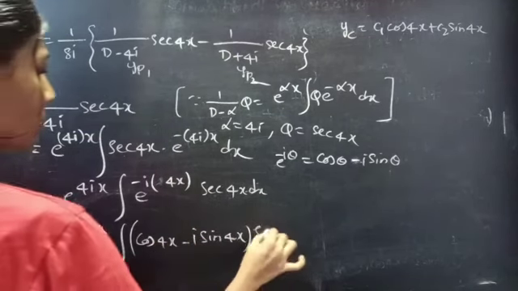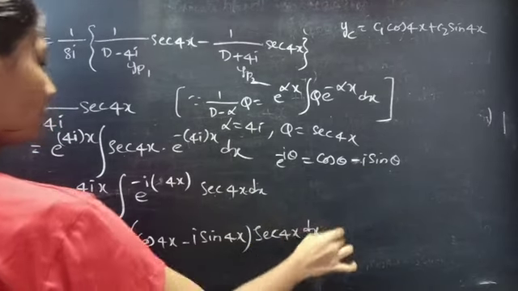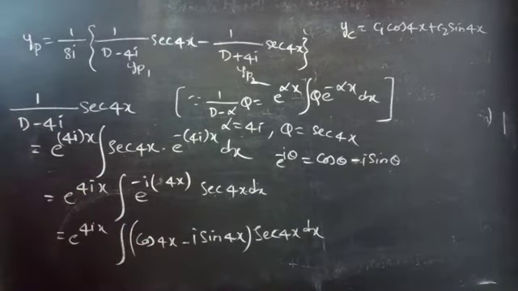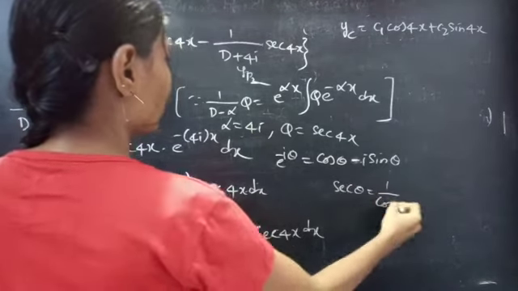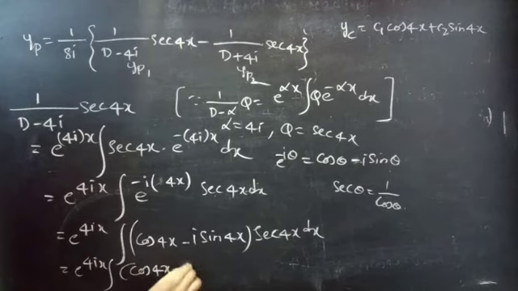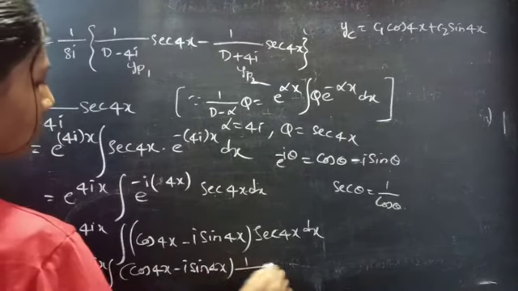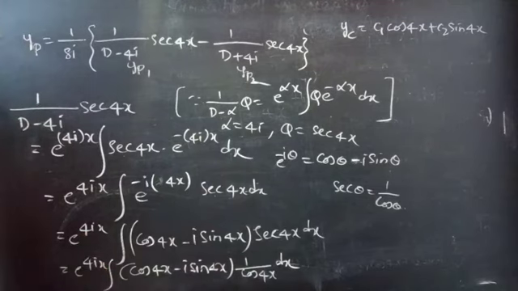into secant 4x dx. Since we know that secant theta equals the reciprocal of cos theta, then you'll get cos 4x minus i sine 4x into, you can write secant 4x as 1 by cos 4x, into dx, right?